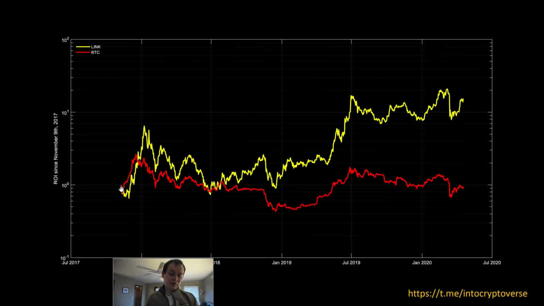But since November of 2017, Bitcoin is actually just under break even. So you would be at a slight loss based on had you bought Bitcoin at this point back in 2017 as to where you would be now. The difference between these two is a 10 to 15x better return on your investment with Chainlink than it would have been with Bitcoin.